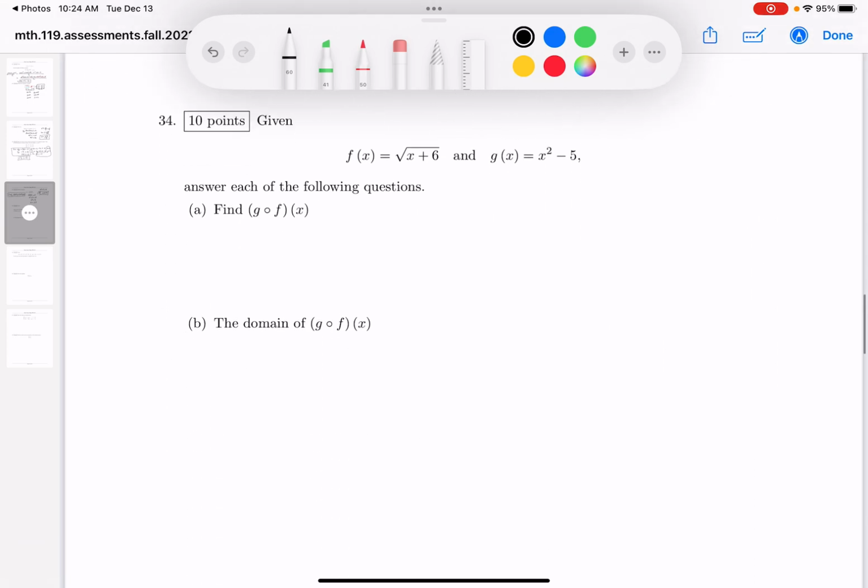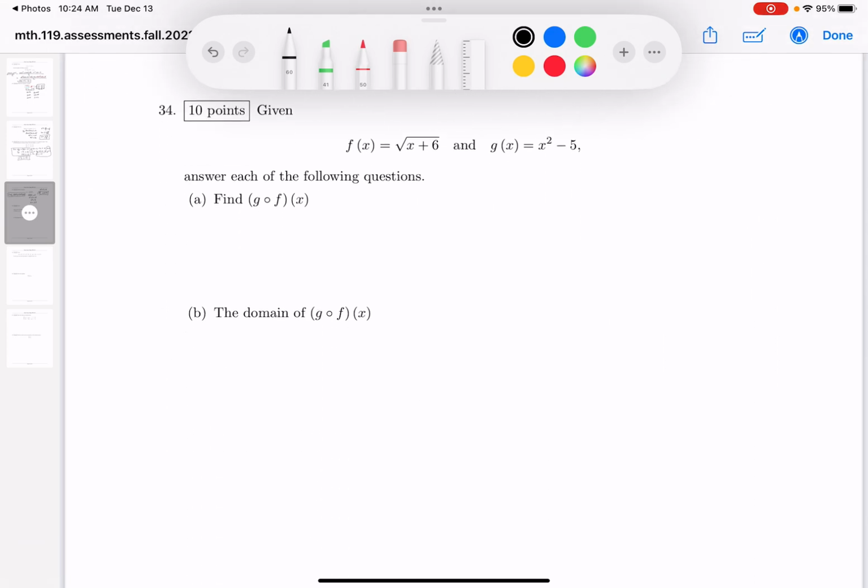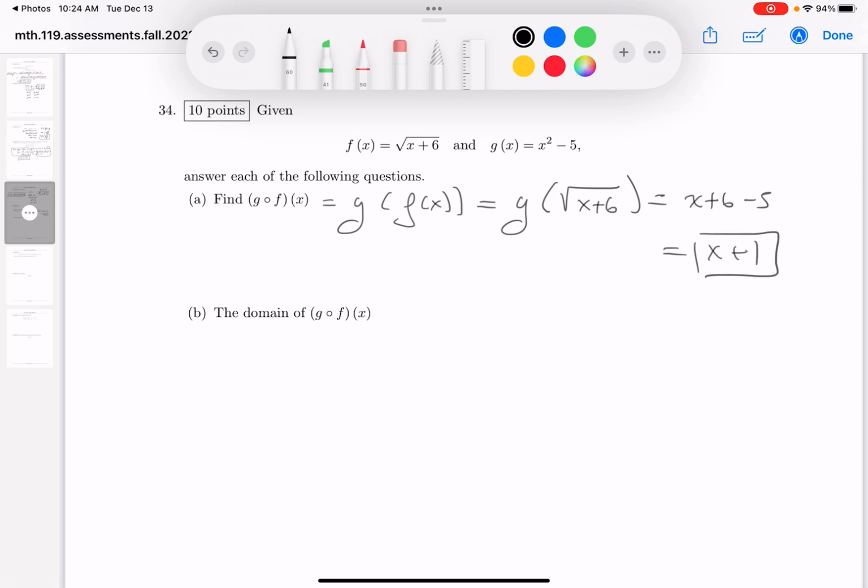Okay, let's keep going. This one's a composition. Pretty easy to write down, by the way. This is going to be g of f of x. Well, it's going to be g. What's f of x? It's the root of x plus 6. What does g do to it? It squares it. When you square that argument, you just get x plus 6, and then it subtracts 5 from it. So what do you get over here? You get x plus 1. Fairly simple.